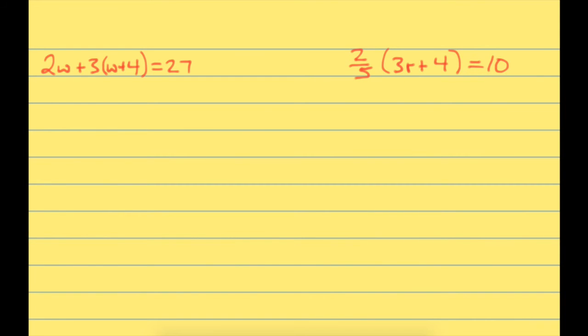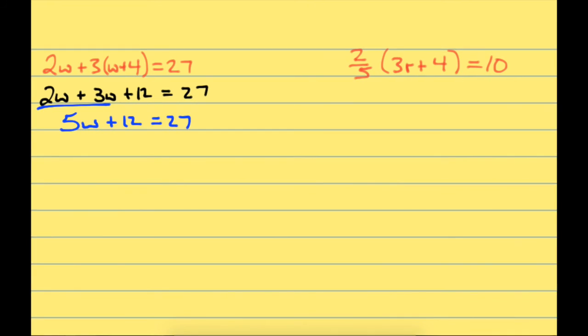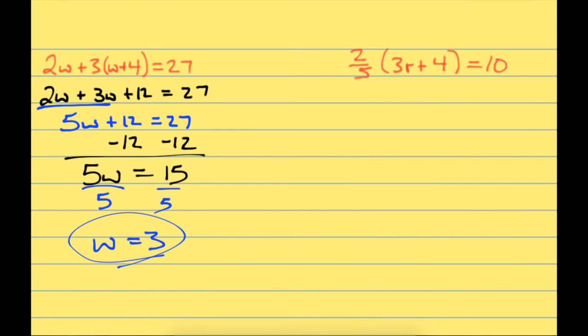Okay, so on the left, we can't use that tactic of dividing by 3 because that 3 is only attached to this piece, not the 2w. So instead, we're going to start with the distributive property. 2w plus 3w plus 12 equals 27. Then we can add our like terms, giving us 5w plus 12 equals 27. Now we see what we're looking at. We can subtract the 12 from both sides, leaving us with 5w equals 15. We divide, giving us a solution of w equals 3, which we can check to make sure it's right.